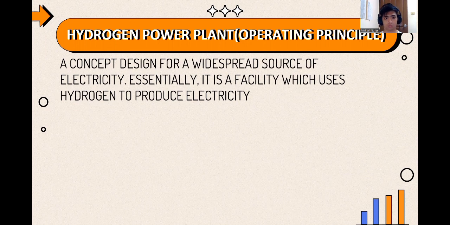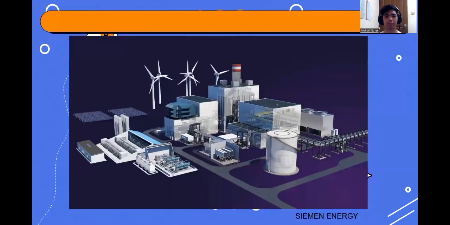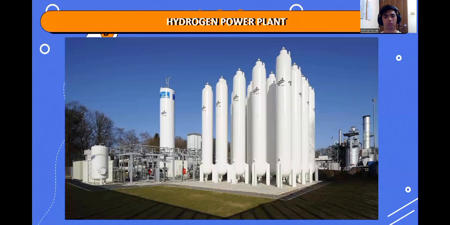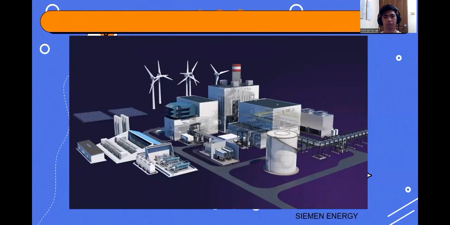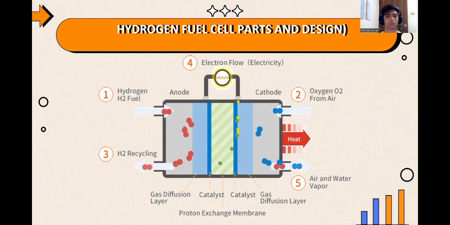So, yeah, makakuha siya ng electricity. So, makita natin sa mga picture, example nun, mga hydrogen power plant. Here, ito yung sa CNM energy na mati-discuss later. Naman, so hydrogen fuel cell parts and design.